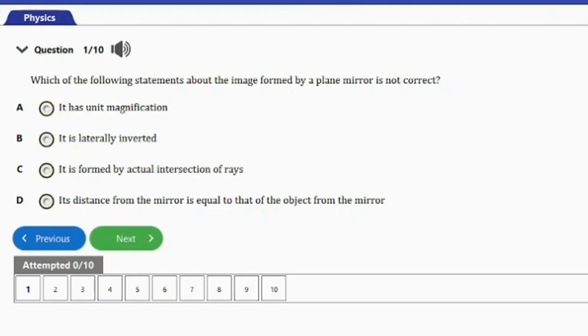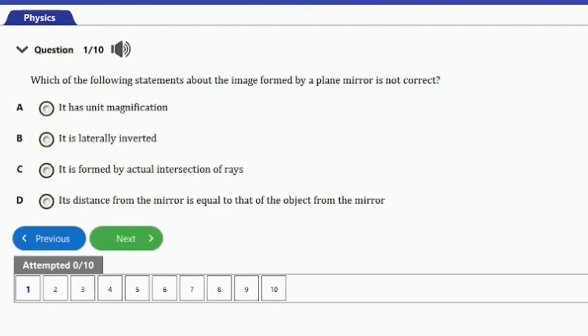It says, which of the following statements about the image formed by a plane mirror is not correct? So we have options. A, it has unit magnification. B, it is laterally inverted. C, it is formed by actual intersection of rays. And D, its distance from the mirror is equal to that of the object from the mirror. So guys, the answer to this question is option C here.